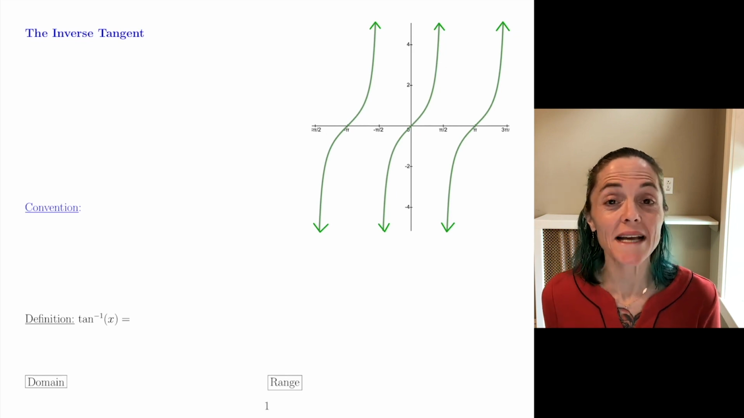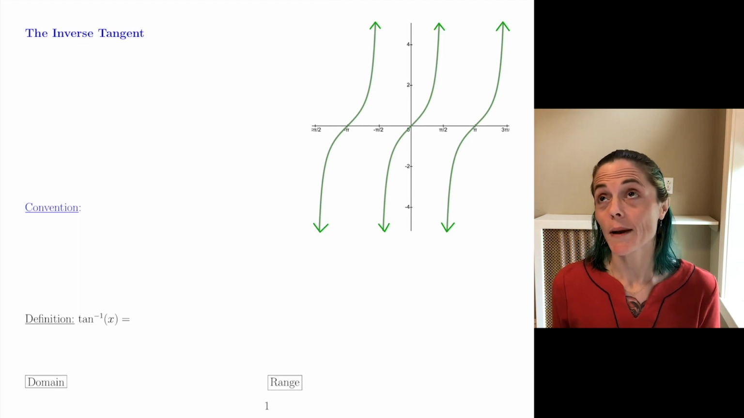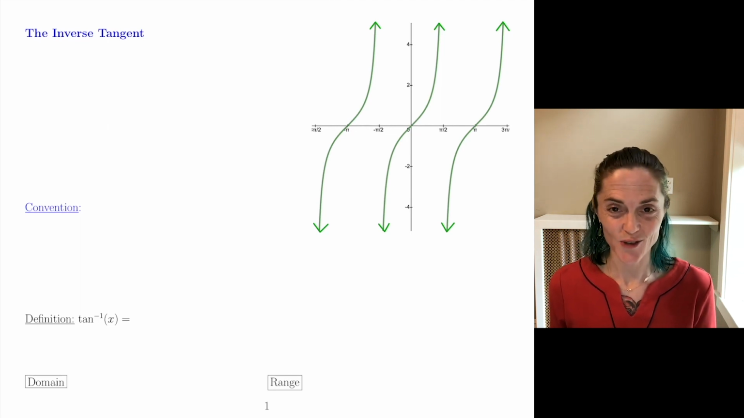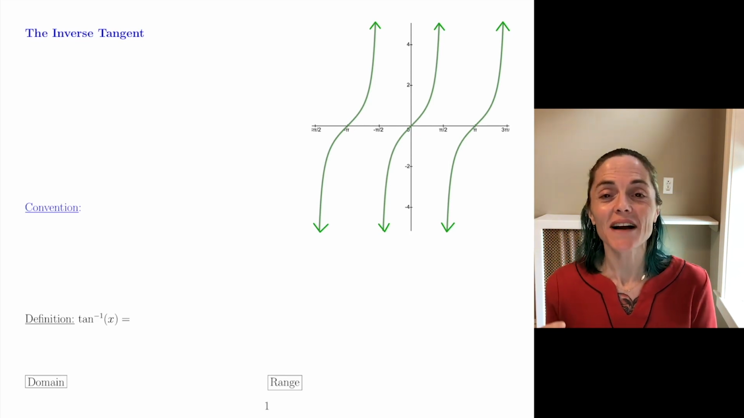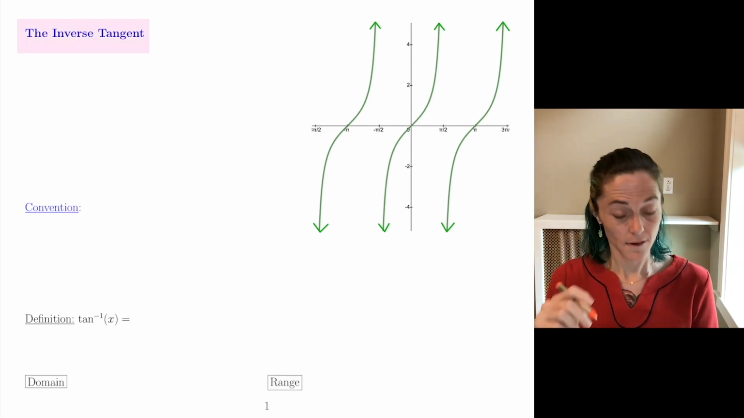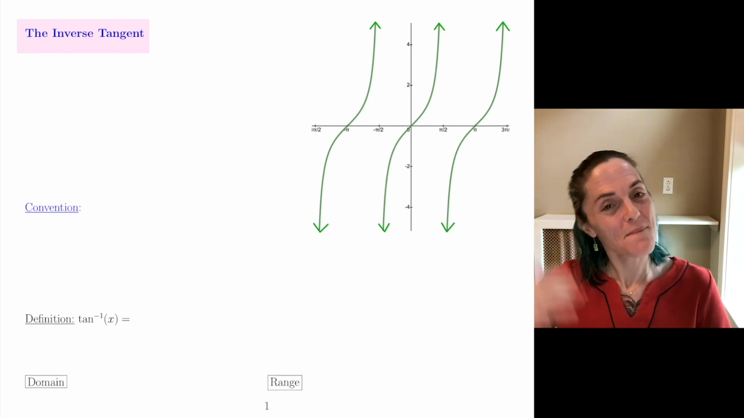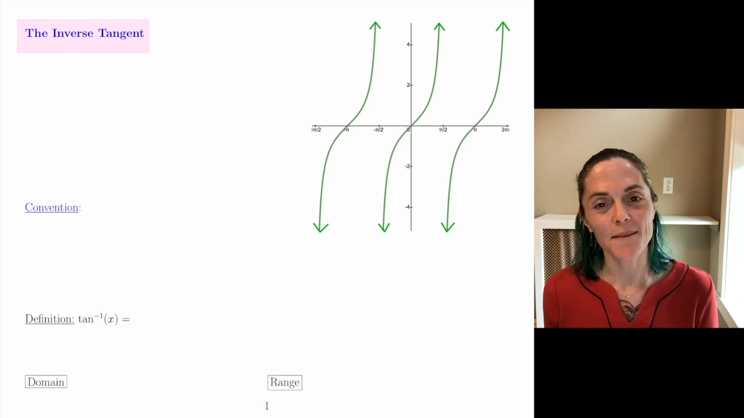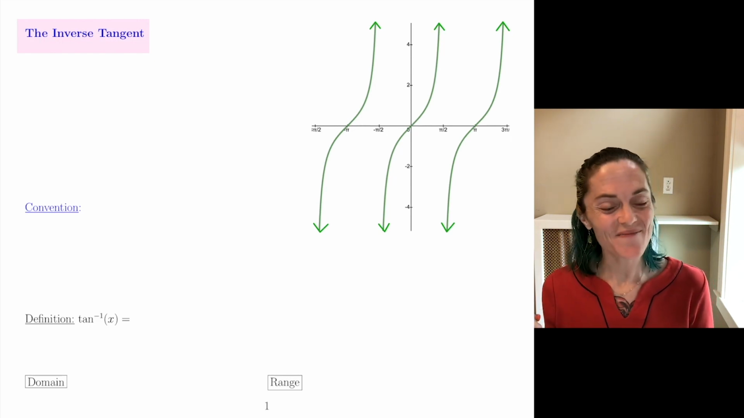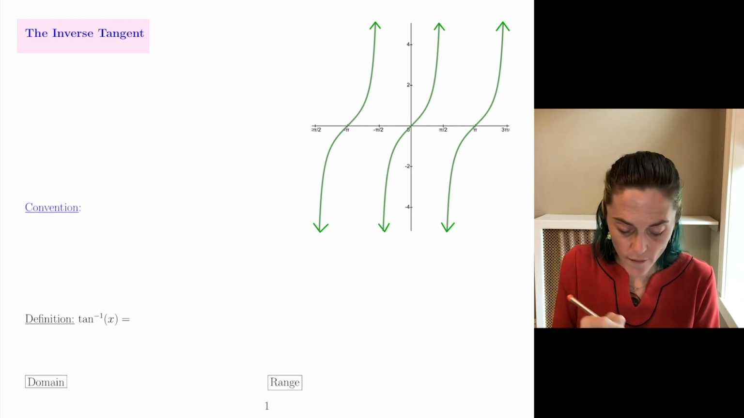Hello, Calculus 1 students. Let's end the semester really preparing for Calculus 2, where the most important inverse trig function is the inverse tangent. You will see this show up many times in Calculus 2, and so it's worth spending some time talking about this right now. Well, before I do, what is the tangent? This is what we need to discuss.